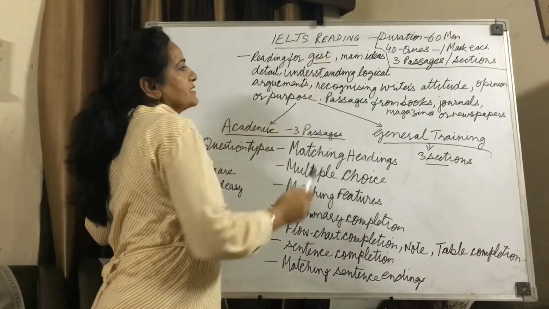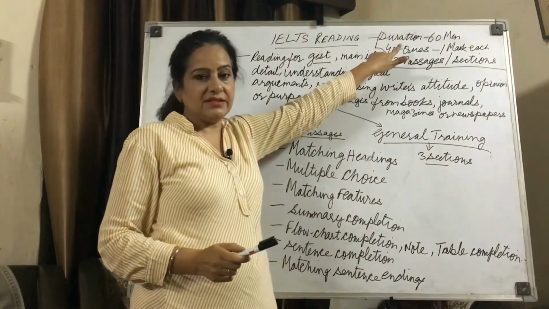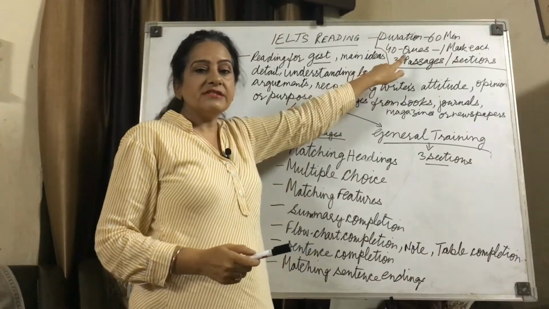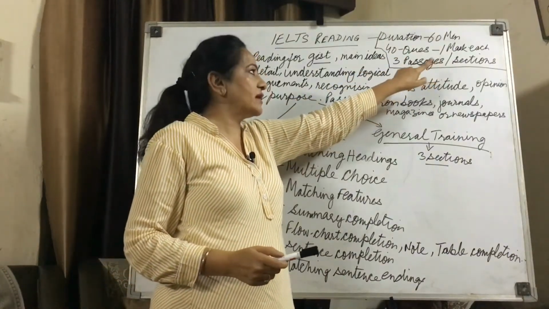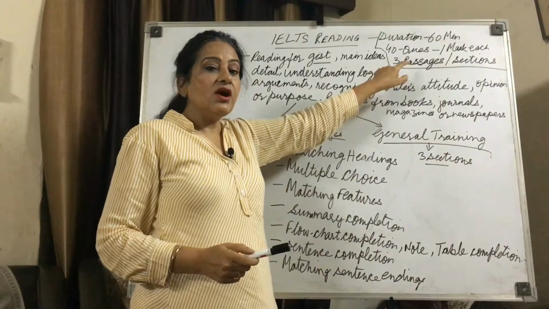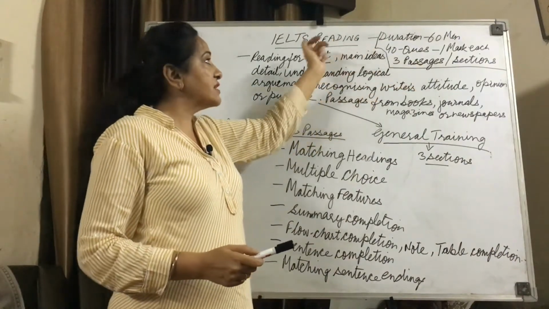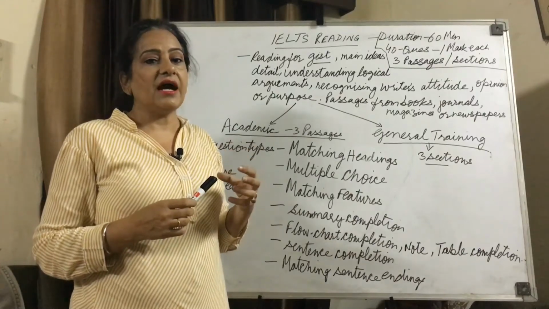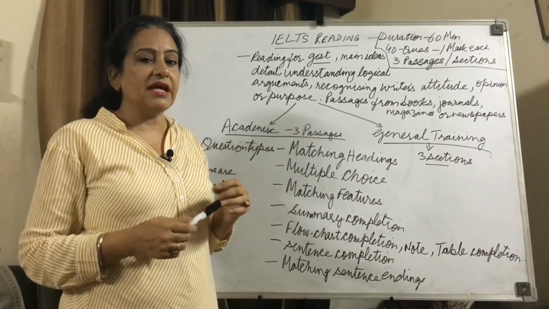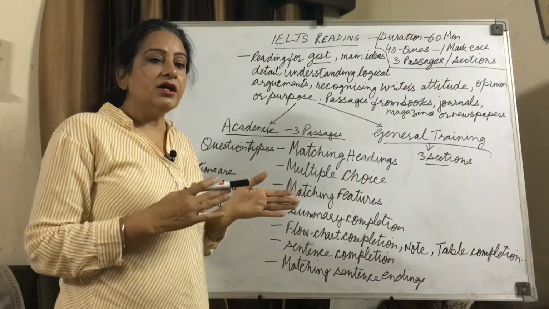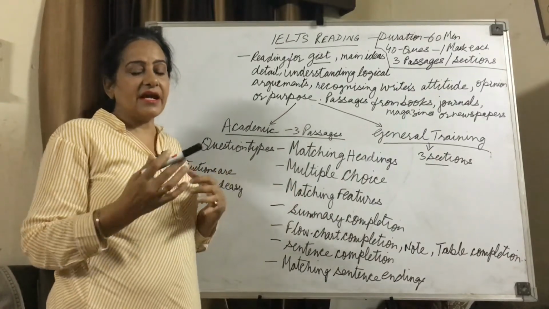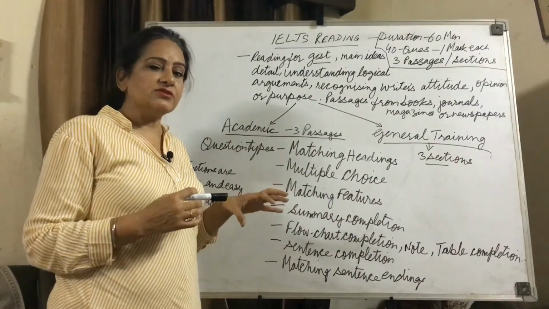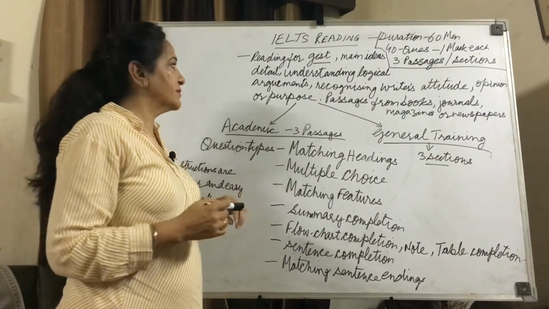The IELTS reading test is for 60 minutes, that is 1 hour. In this there are 40 questions and each question carries 1 mark. There are 3 passages or 3 sections, but the IELTS reading is a little different for the academic and for the general students. That we will be discussing later on, giving details about the academic and the general separately. I will be issuing 2 videos giving details of each of both the modules.